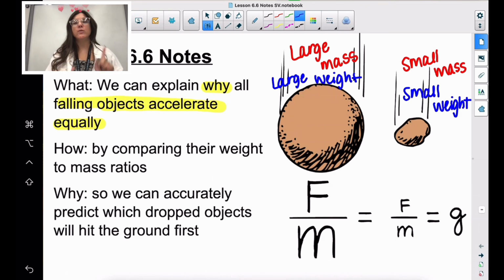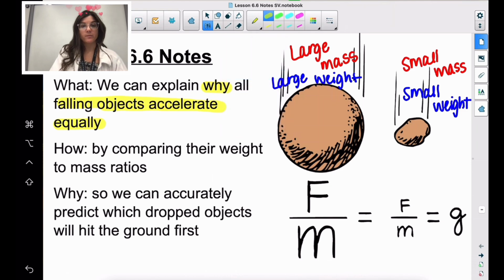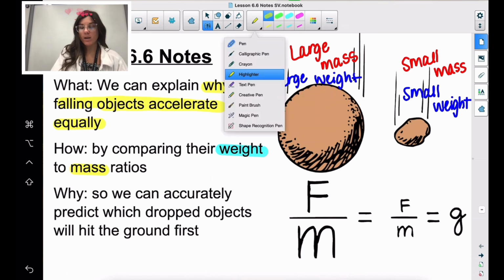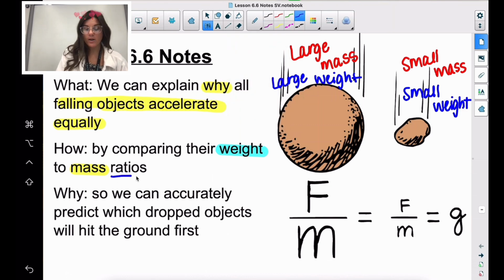So when we're changing two variables here, mass and force, we really have to talk about not just one of those variables, but both of them. So in today's lesson, I'm going to talk about not just the weight of objects or the mass of objects. I'm going to talk about the weight to mass ratio. Ratio might be a new word for you. I'm going to underline it and define it over here. A ratio is a comparison of two numbers.